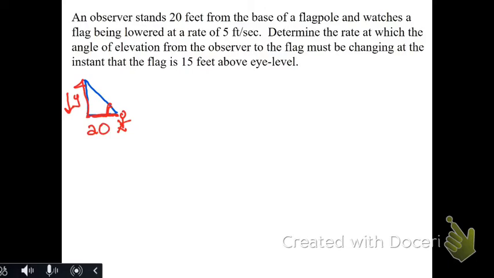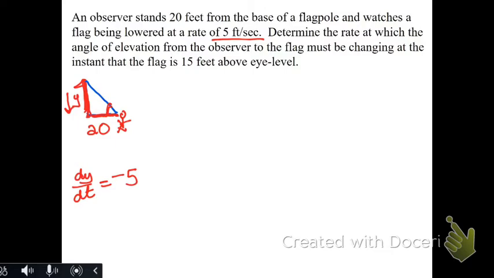Okay. Watching the flag being lowered at a rate of 5 feet per second. So in variable speak, what is 5 feet per second? What are they giving us there? It's how fast the flag is being lowered. So that's dy/dt. Okay, but is this distance that we're calling y, is that distance getting bigger or smaller? Smaller, so that's actually a negative 5 feet per second. Okay, let's see, what else do we have?